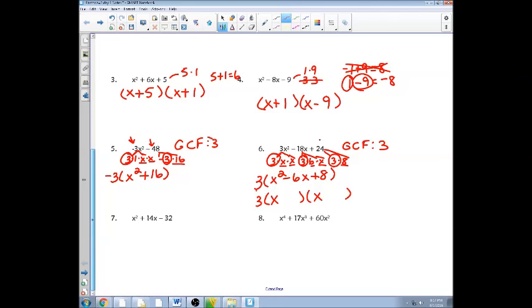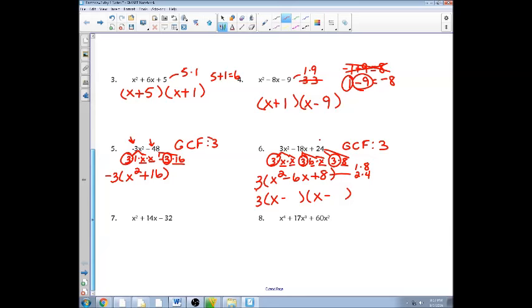Since my c value is positive and my b value is negative, same, right? If there's a positive in the back end, that means that I will just follow the sign from the front. Now I need to find what multiplies into 8. I have 1 times 8 and 2 times 4.